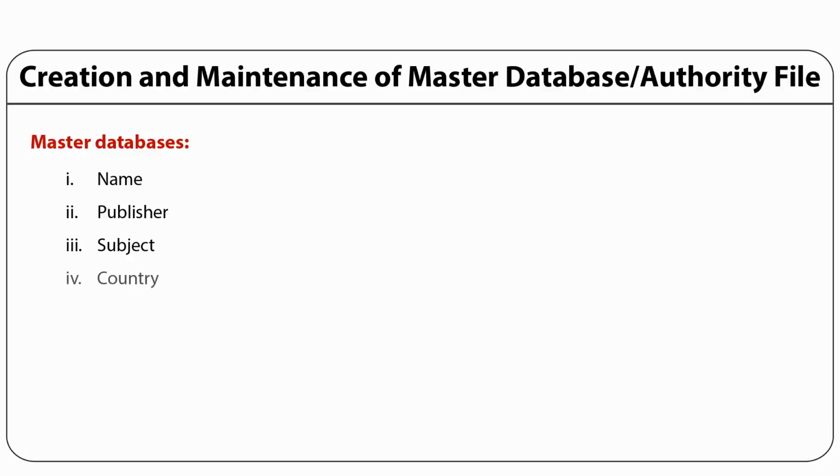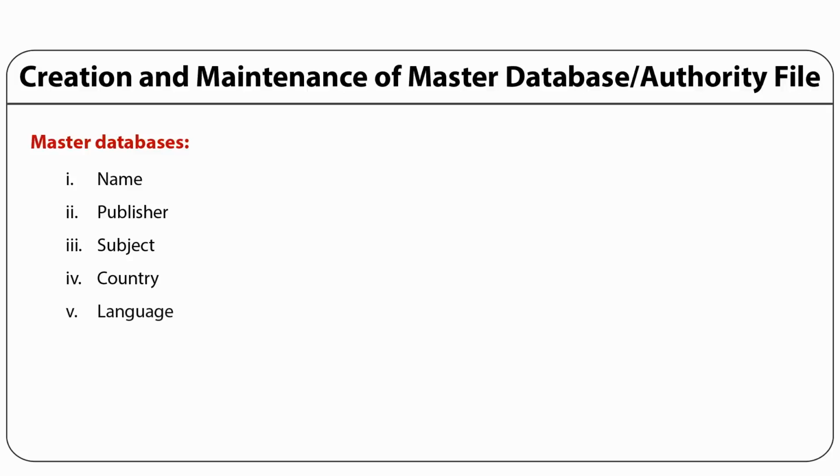Number 4, country. This file contains names of countries and their corresponding codes for entering details of country of publication in submodules of the cataloging module. The country code is generally based on ISO 3166, where each country is represented by 2 unique characters. For example, the code for India is as per ISO 3166 standards.